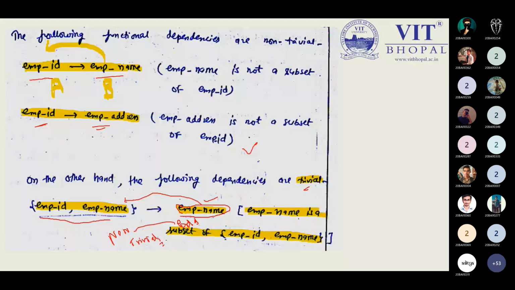Now, on the other hand, the following dependencies are trivial. Employee name depends on employee ID and employee name. So employee name we have over here, which means this is a kind of trivial functional dependency. That is a little difference you have to understand. Now it is clear to all, right?